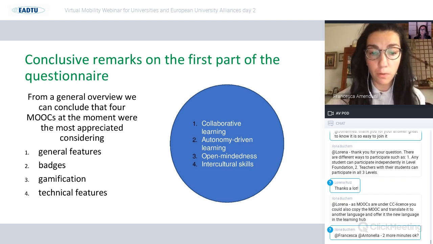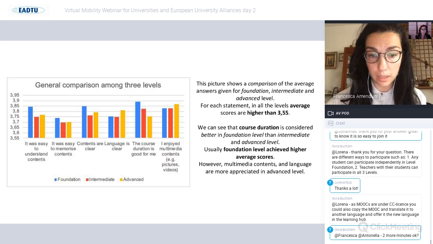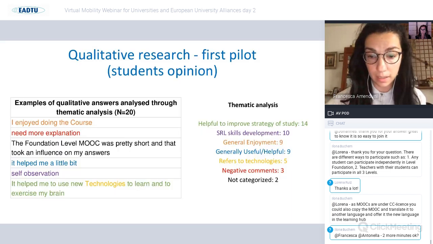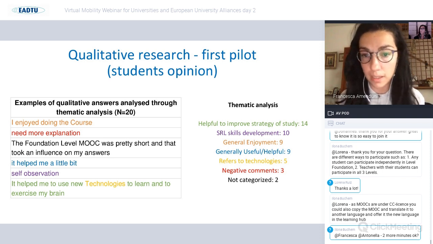From a general overview, we can conclude that four MOOCs at the moment were the most appreciated, considering general features, badges, gamification, and technical features, which were collaborative learning, autonomy-driven learning, open-mindedness, and intercultural skills. I wanted to show you briefly also the results from the self-regulated learning answers. We applied a thematic analysis, and we received only a few answers at the end of the questionnaire, but they were interesting because the most common categories in the participants' answers were that the MOOCs were helpful to improve study strategies, they developed self-regulated learning skills, they expressed a general enjoyment, and they considered the MOOCs generally useful.